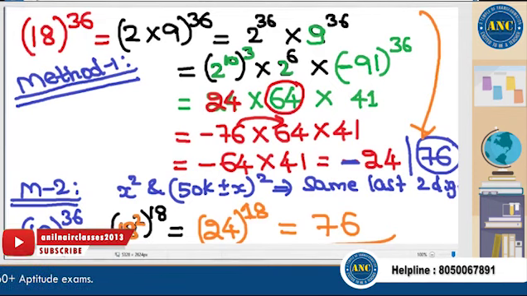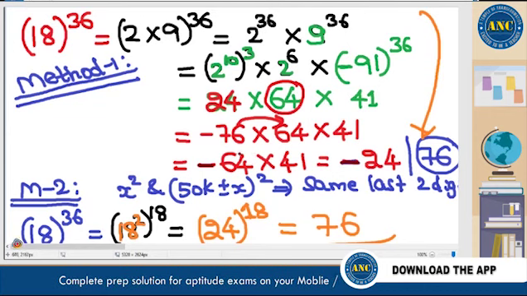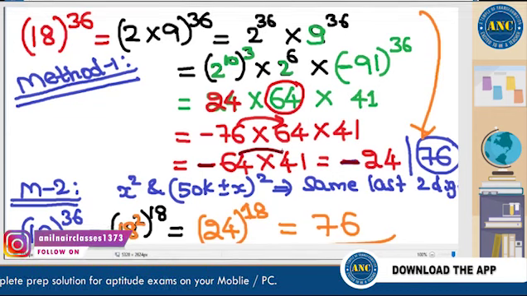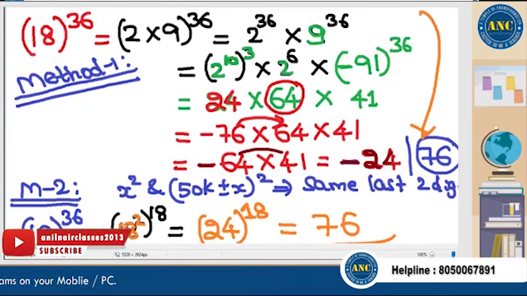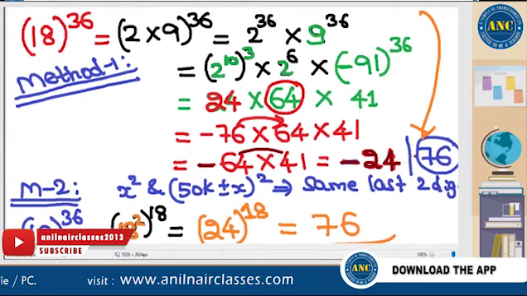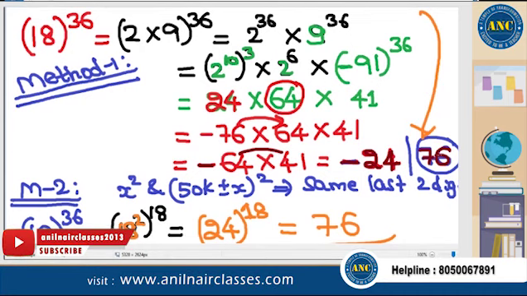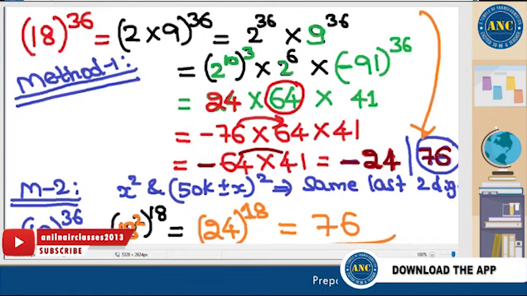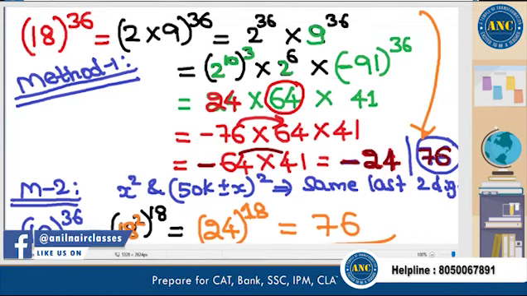Uday, I am explaining the last step in method 1 and also method 2 because I am not sure which method you are referring to. Keep this minus as it is, Uday. I wrote it as it is. 64 and 41, you should multiply it, sir. When you multiply, you will get 24. Negative 24 you got. Add 100 to make it positive. 100 minus 24 is 76. I hope it is clear.